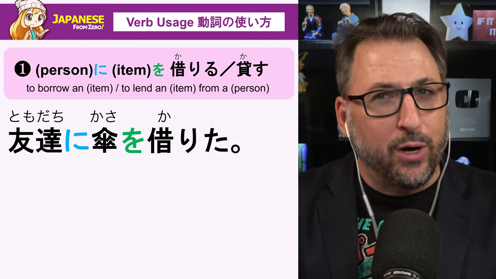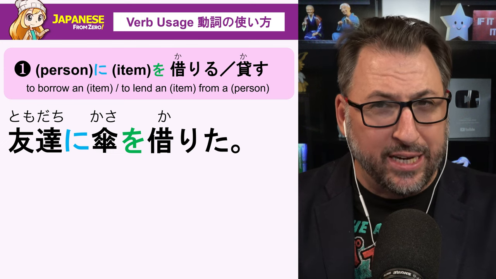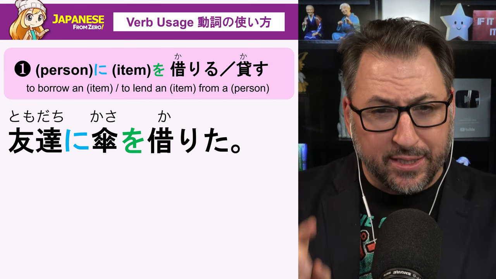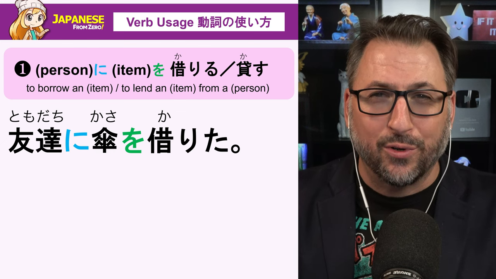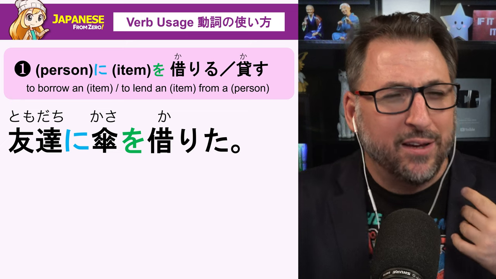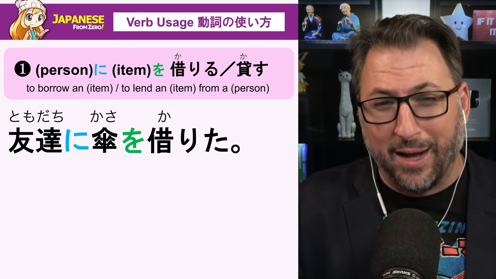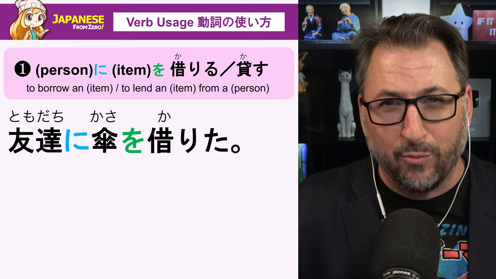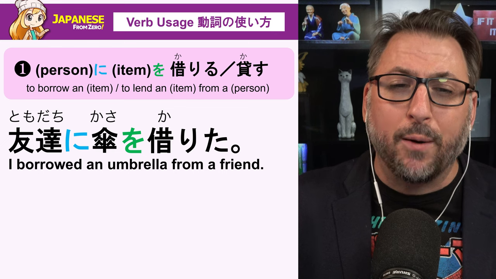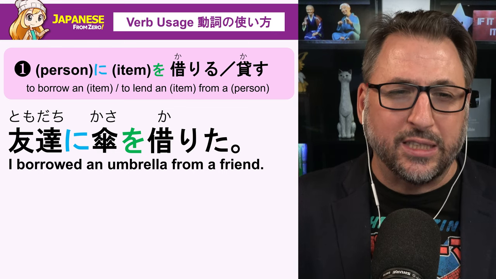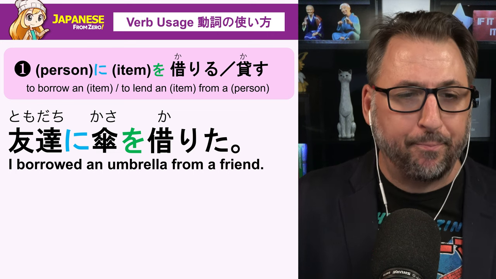Now, it might be weird for you to use ni here. It is for me. I typically don't use ni here. I would say, in this case, tomodachi kara kasa o karita. I'm not a fan. This is just me. I don't like ni being used for from. So I use kara, which is completely acceptable. But this means I borrowed an umbrella from a friend. Tomodachi ni kasa o karita. Or it could be, of course, karimashita.